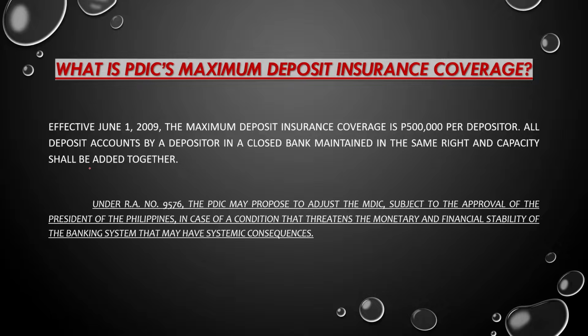So what is PDIC's maximum deposit insurance coverage? Effective January 1, the maximum deposit insurance coverage is 500,000 pesos per depositor. Before June 1, 2009, the maximum deposit insurance coverage, the MDIC, was 250,000 only, but effective June 1, 2009, it's now pegged at 500,000 pesos. All deposit accounts by a depositor in a closed bank maintained in the same right and capacity shall be added together. Later on, we will have an example on this provision.